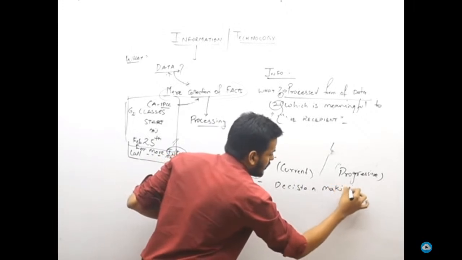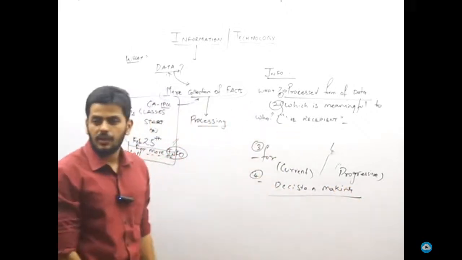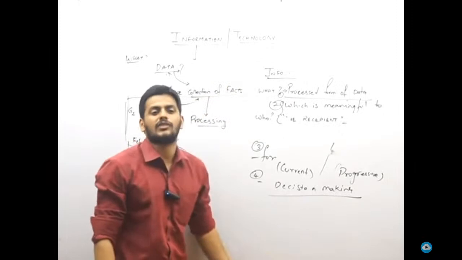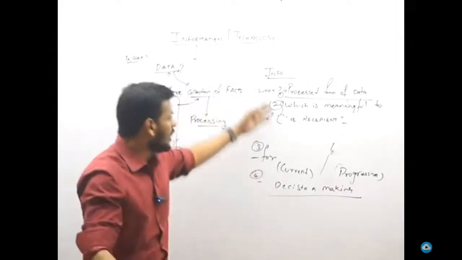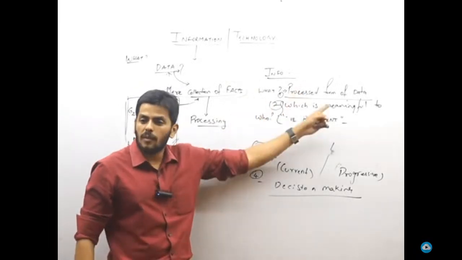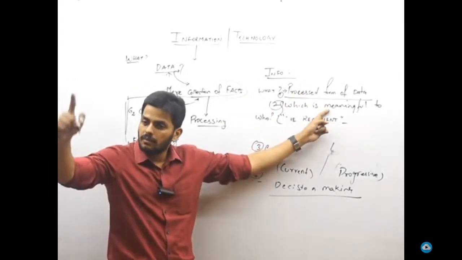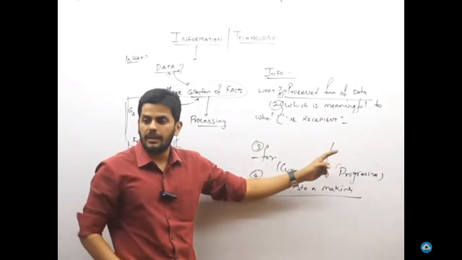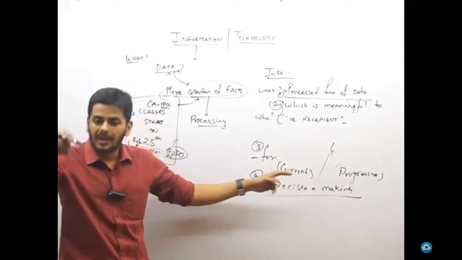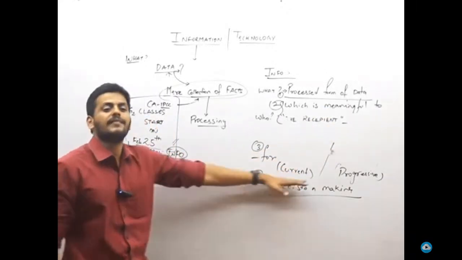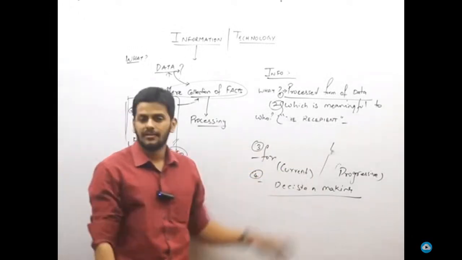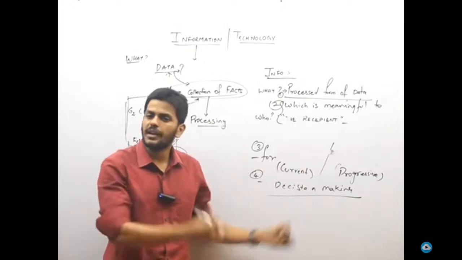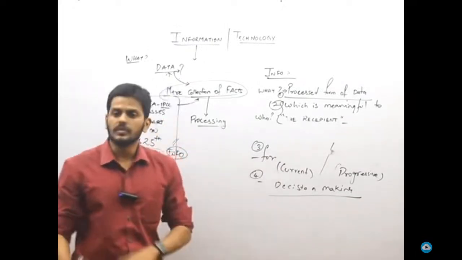So guys, these are the four basic points that we need to understand. Now when we join all these, that's what makes the definition of what information is. Come on, everybody tell me along, what is it? Information is processed form of data meaningful to the recipient. For what? For current or progressive decision making. Understood, guys? That's exactly what information is all about. So we understood data. We understood information.